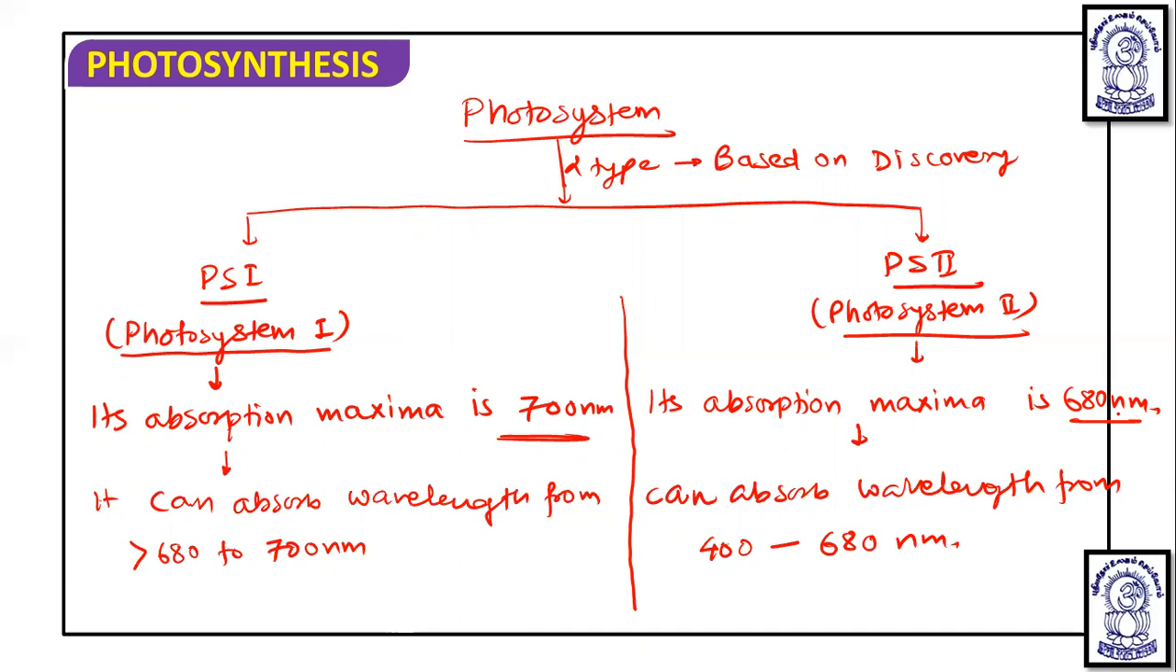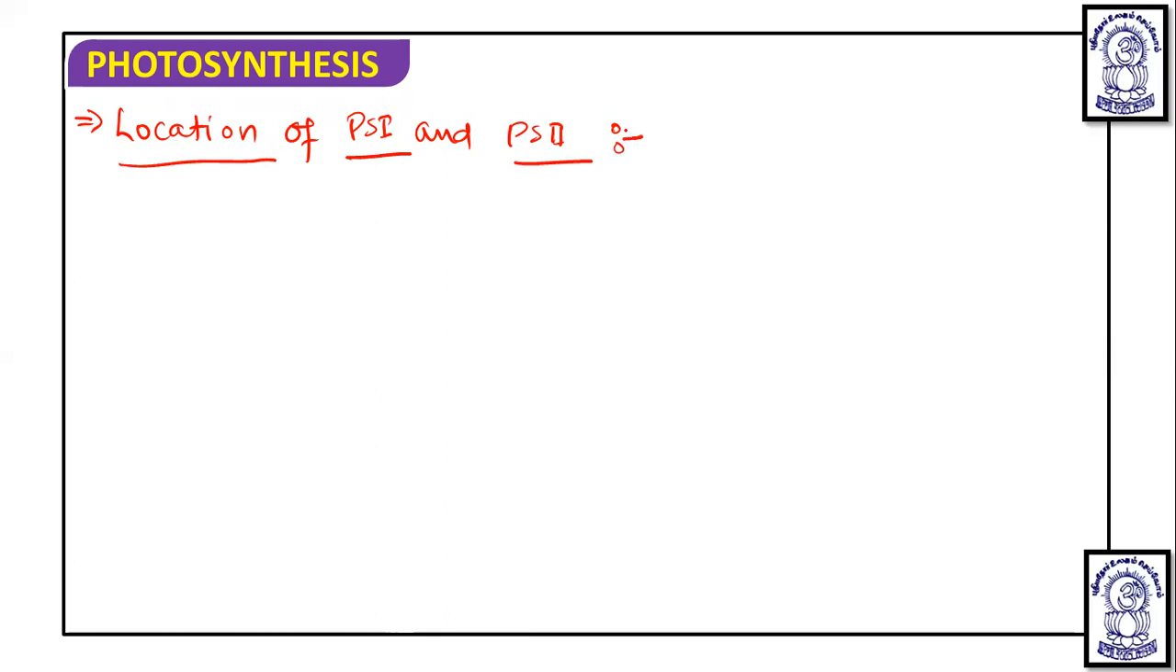Okay, now this is what PS1 and PS2 do. Now where they are located, that we have to discuss. So next we are going to talk about the location of PS1 and PS2. Suppose this is the granum thylakoid. Okay, and this is the stroma thylakoid.